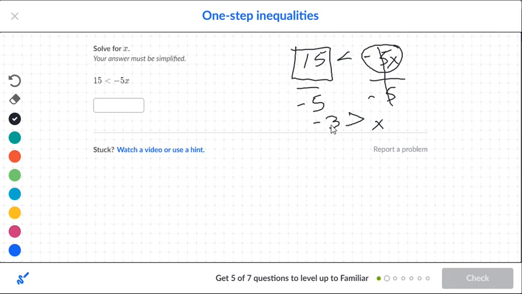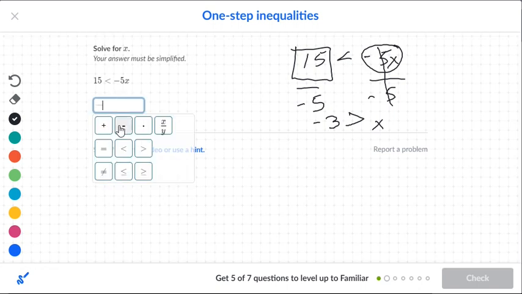So we're turning the sign the other direction. And what we're saying here is negative 3 is bigger than x. Negative 3 is bigger than x.